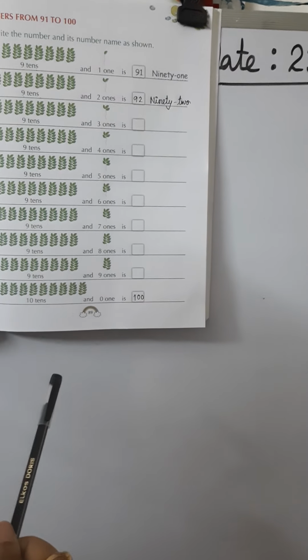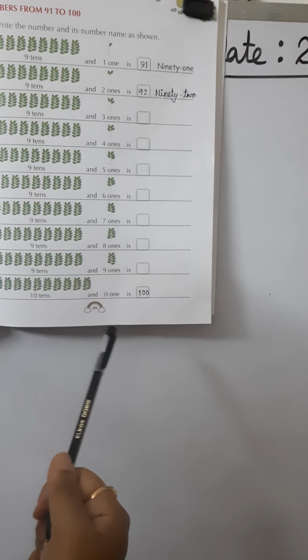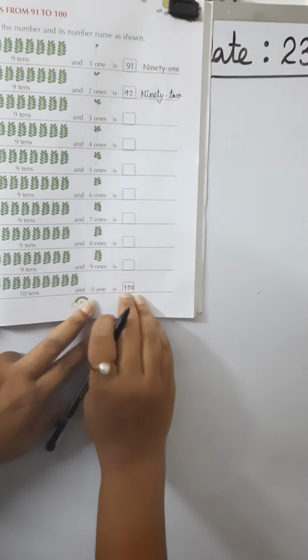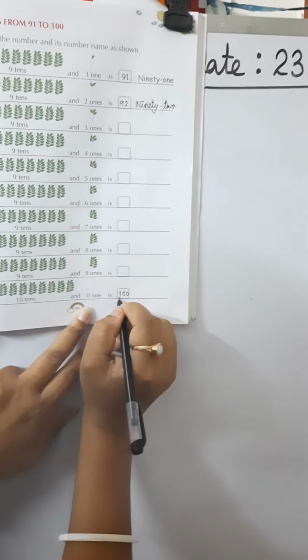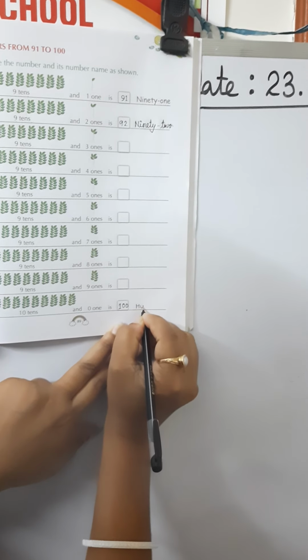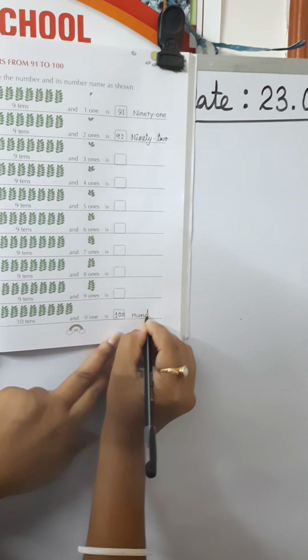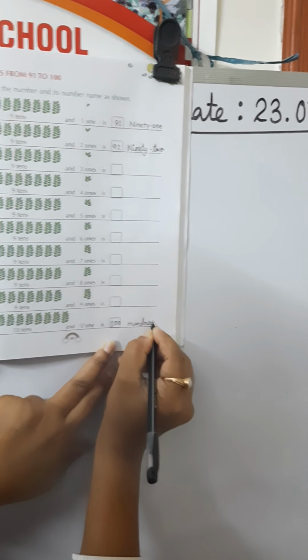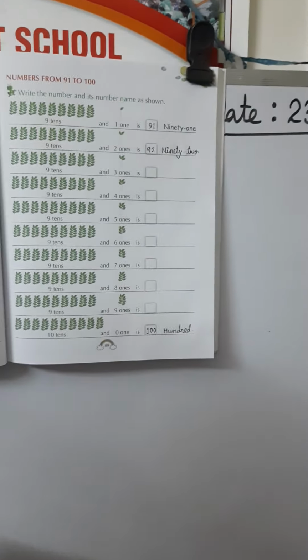Sometimes I told you before, 100 is a 3-digit number. That is why it is a 3-digit number. I will write the spelling: HUNDRED, 100. Next page.